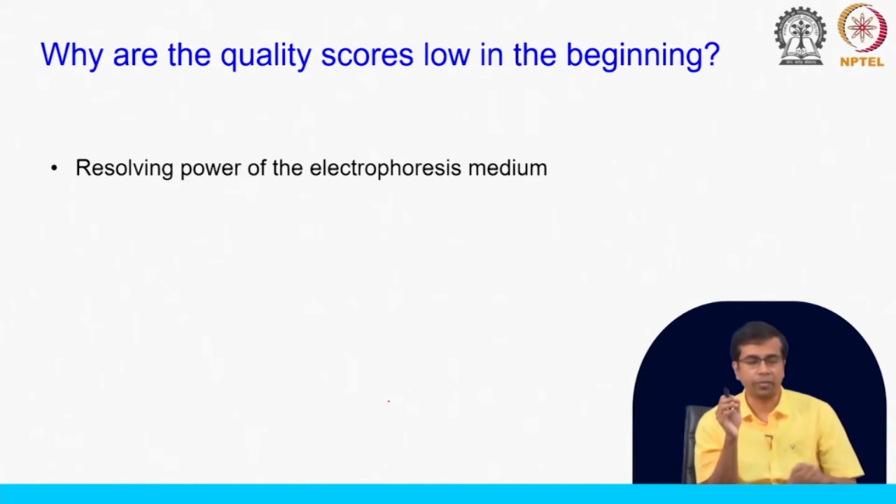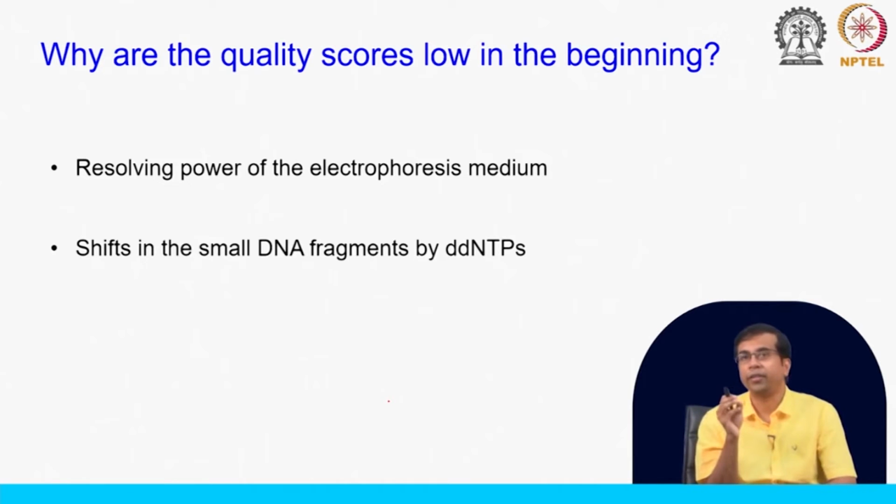The other reason, of course, is the ddNTP addition, right? These also have higher molecular weight compared to normal dNTPs, and they will shift the small DNA fragments much more than they do for the bigger fragments. So this will change the expected positions of these small DNA fragments in the electrophoretic medium. These two factors contribute to this low quality score, so the detection does not work that well.